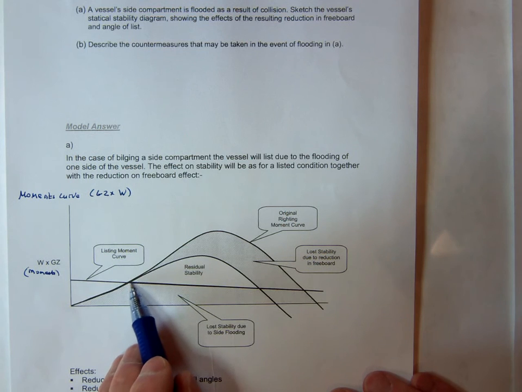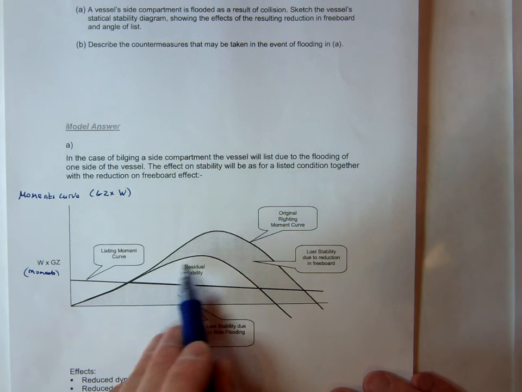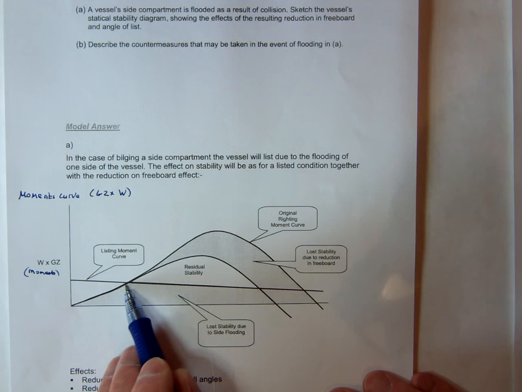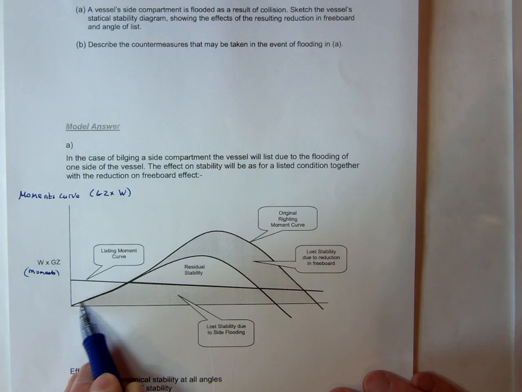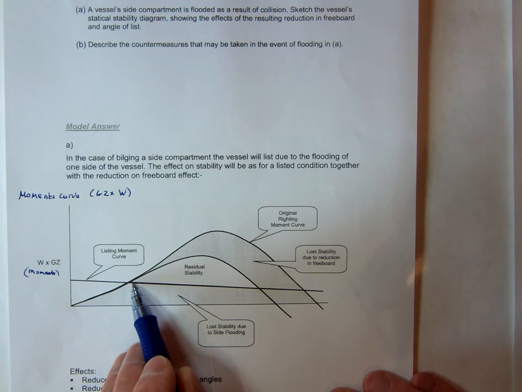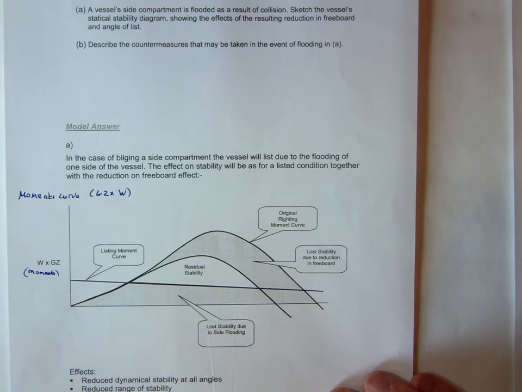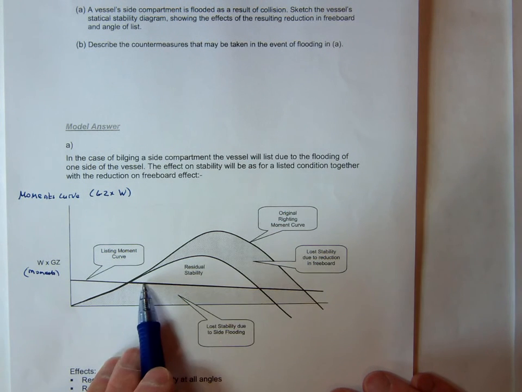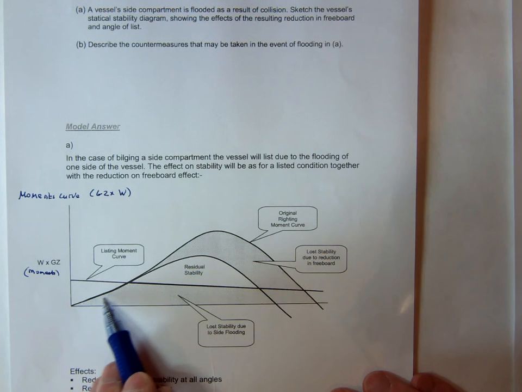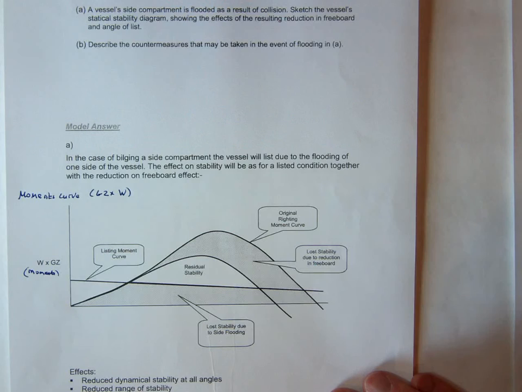Notice that only starts from when our deck edge immerses. Notice initially the GZ curve, or the moments curve, is the same initially. It only changes, it only goes the other way once the deck edge immerses. So all we've got left is that residual stability there. So make sure you draw the curve the same initially, and it just branches off.